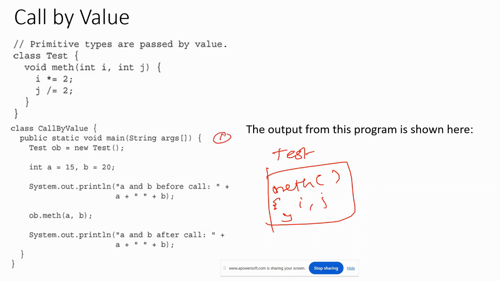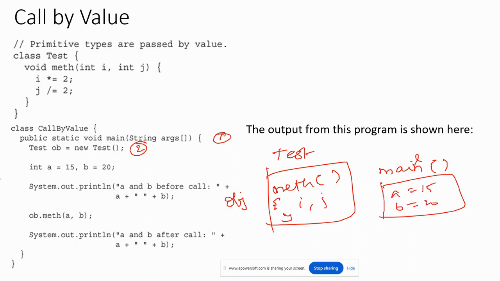First line will be the main method, and second we have created an object for the class Test, ob, with a equal to 15, b equal to 20. So main is a separate method. Whatever we define inside main will be a local variable. So a equal to 15, b equal to 20.